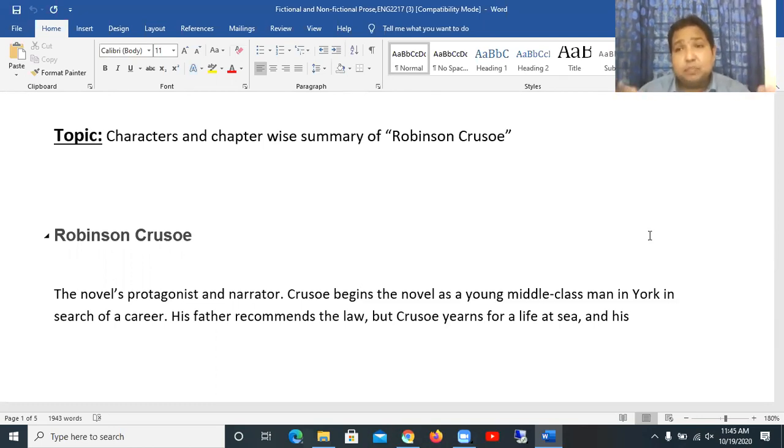That is the setting of the story and what was happening in his life. All will be known to us by Robinson Crusoe. So he is the protagonist. He is also the narrator on behalf of the writer. So Crusoe began the novel as a young middle class man in York in search of a career. Mr. Crusoe was from a middle class family, and he was from York.